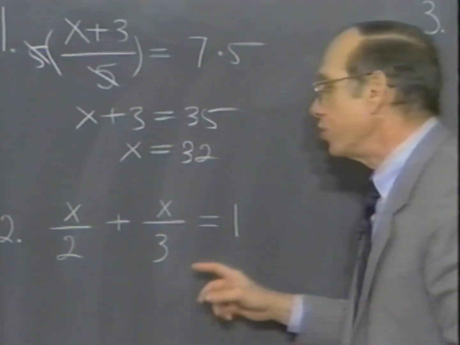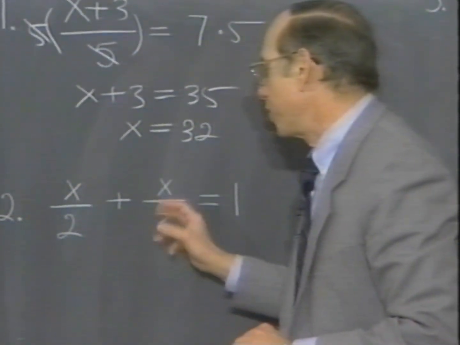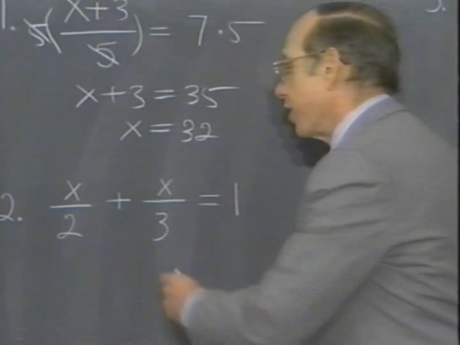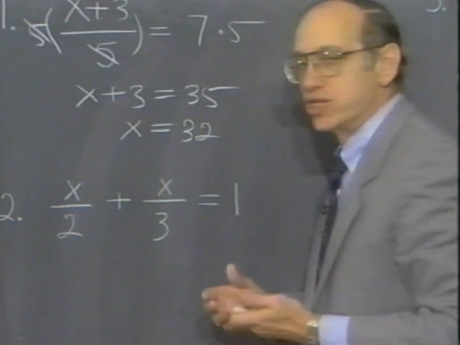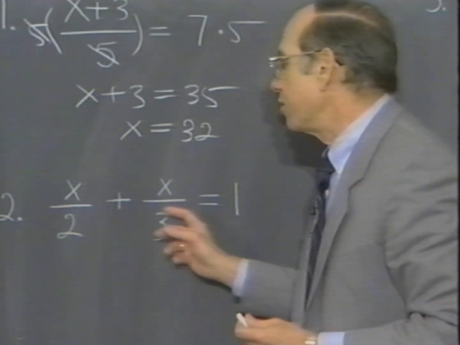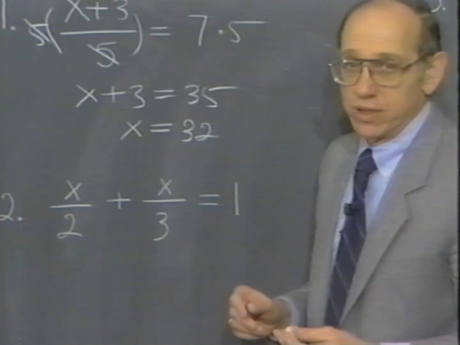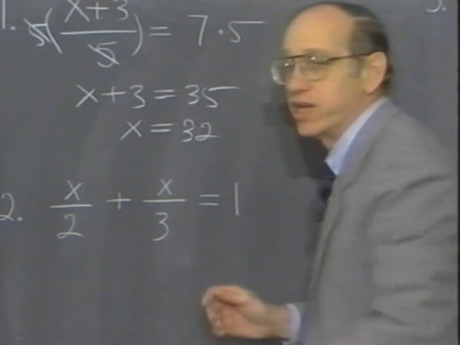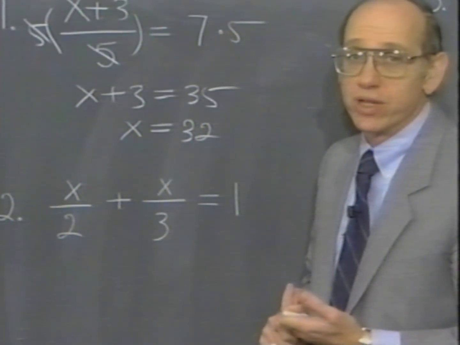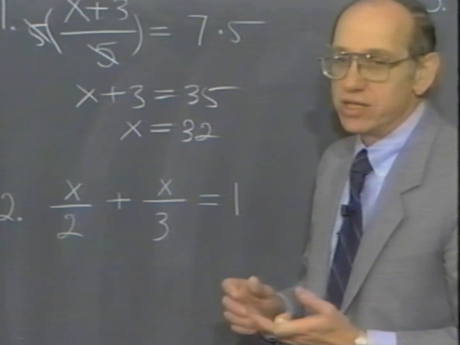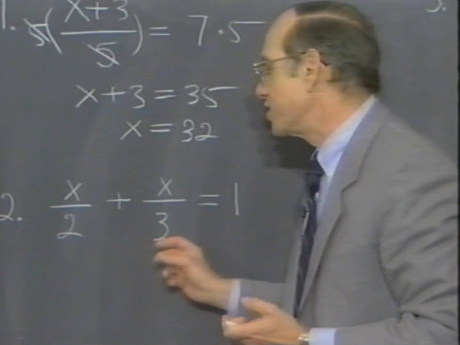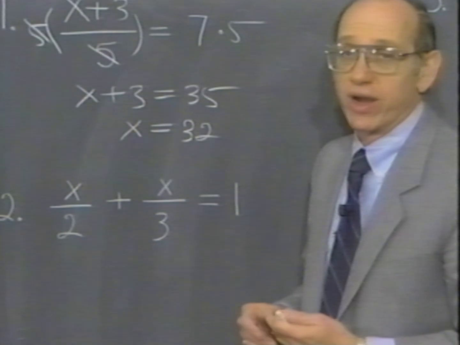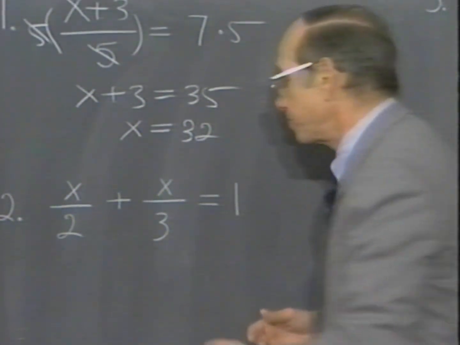In example 2, we have x over 2 plus x over 3 equals 1. Now here we'd like to multiply this entire equation by some number that will eliminate both of the denominators. Now think about what I'm saying. I'm going to multiply the equation, that is both sides, by some number that will eliminate both denominators. That really means I need something that has 2 as one of its factors and 3 as one of its factors. And the simplest number I can think of is 6.